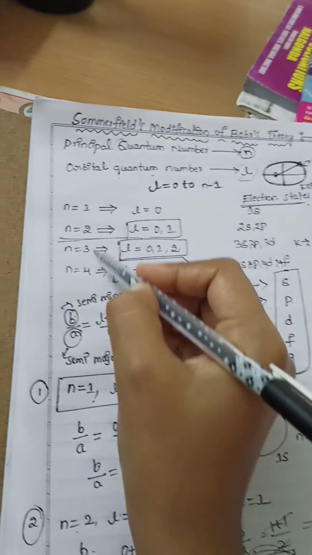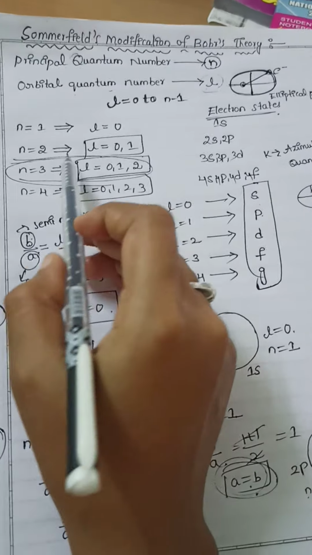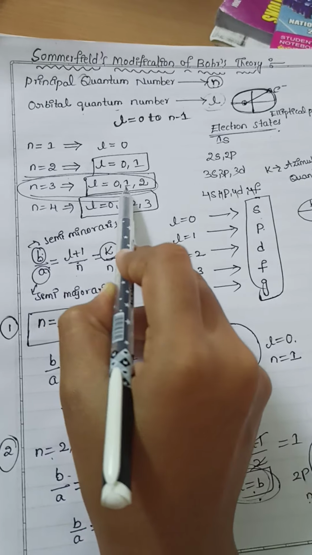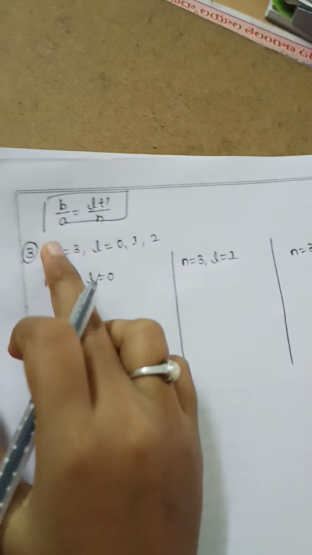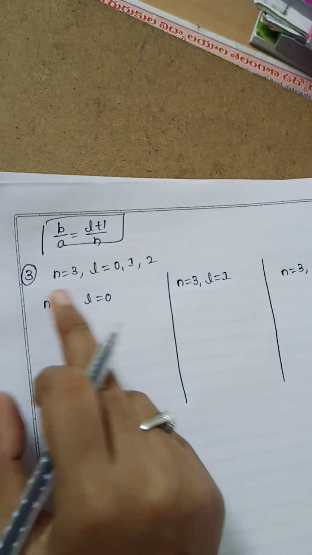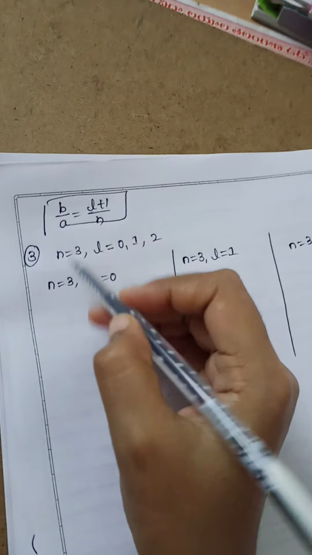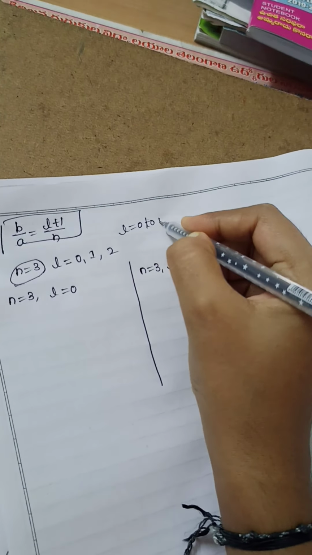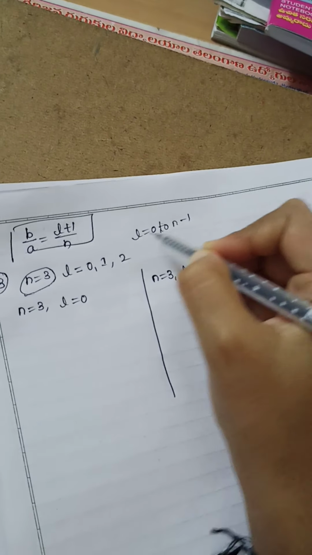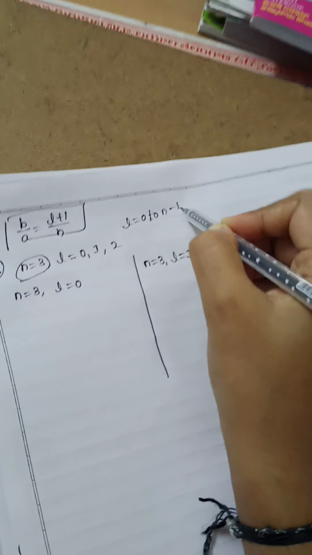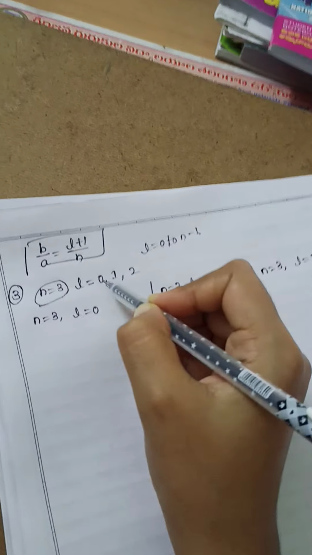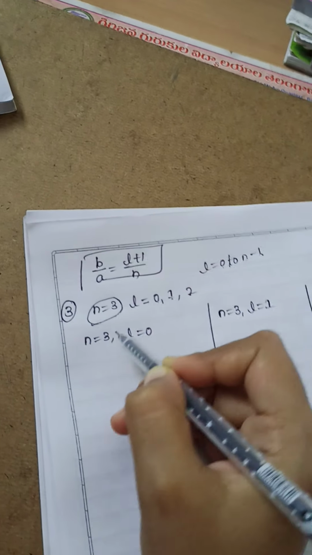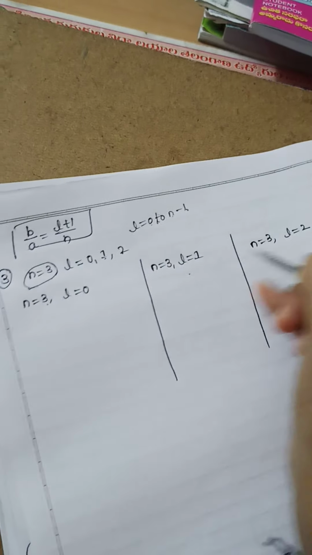Now coming to the third condition, n is equal to 3, l is equal to 0, 1, 2. Whenever n is equal to 3, the value of l is from 0 to n minus 1, right? So whenever n is equal to 3, 3 minus 1 is 2. So 0 to 2 means 0, 1, 2. So first condition, second condition, third condition.